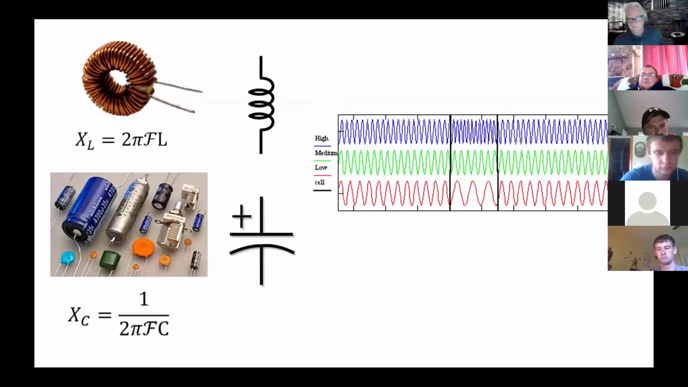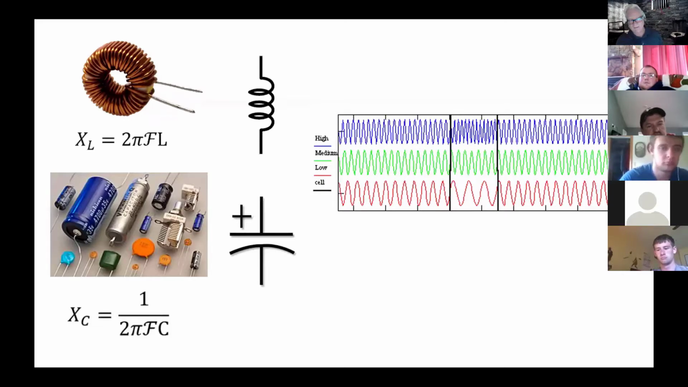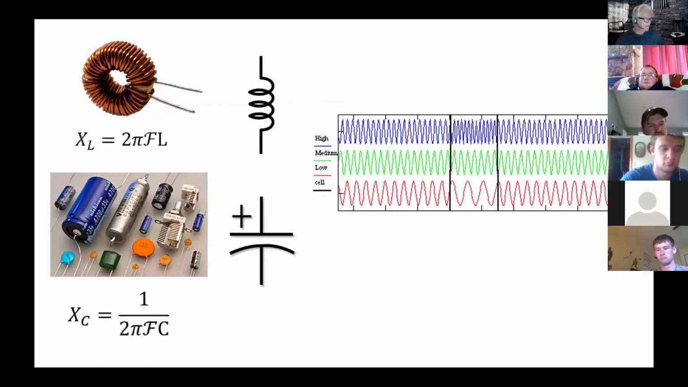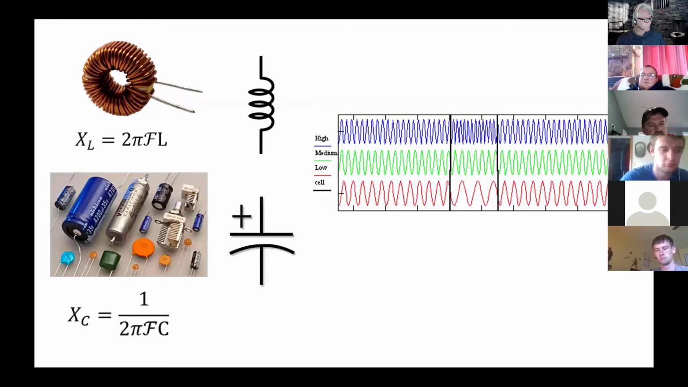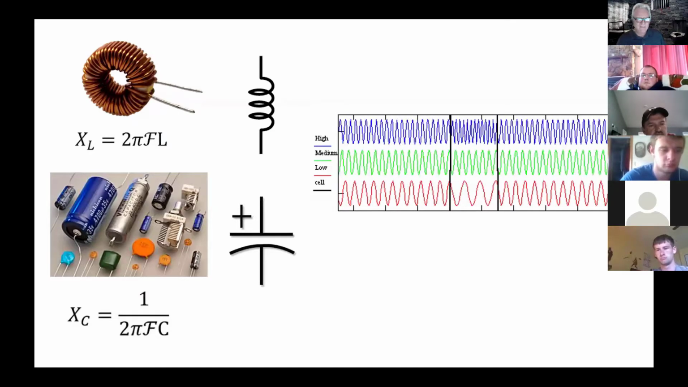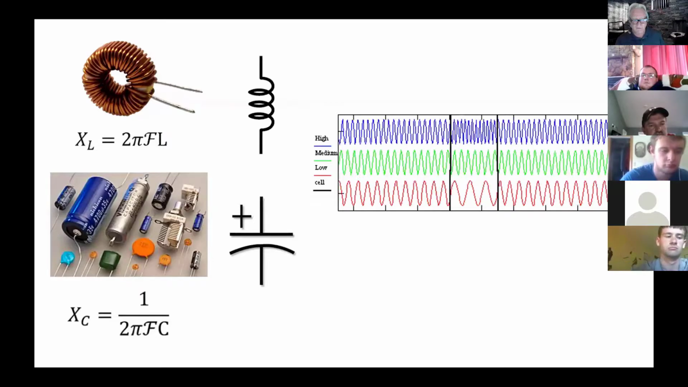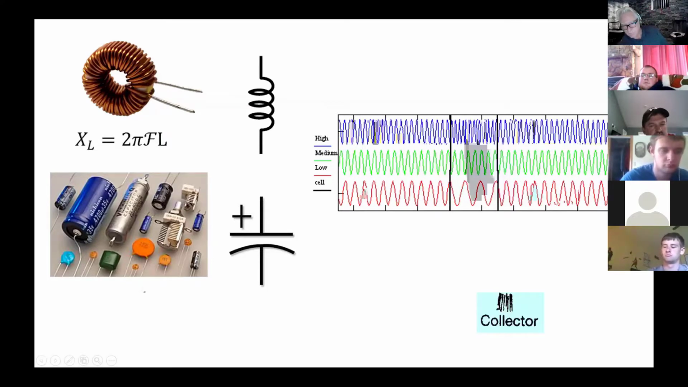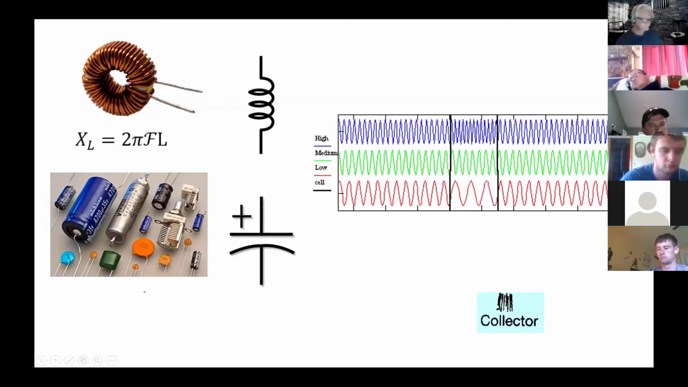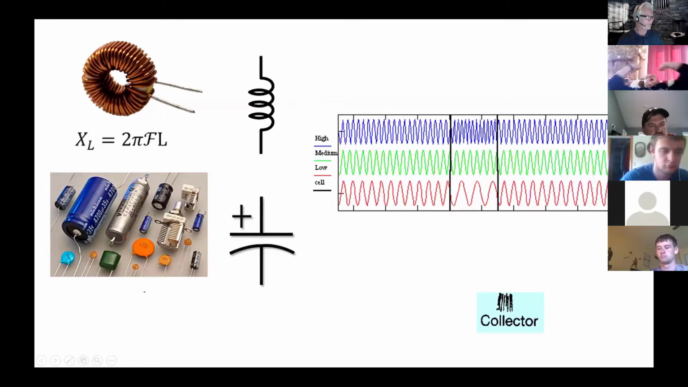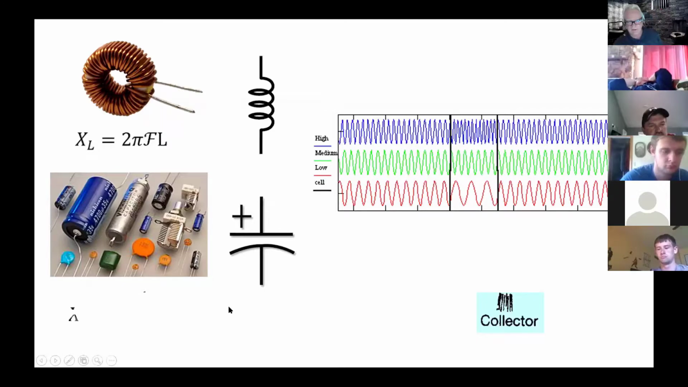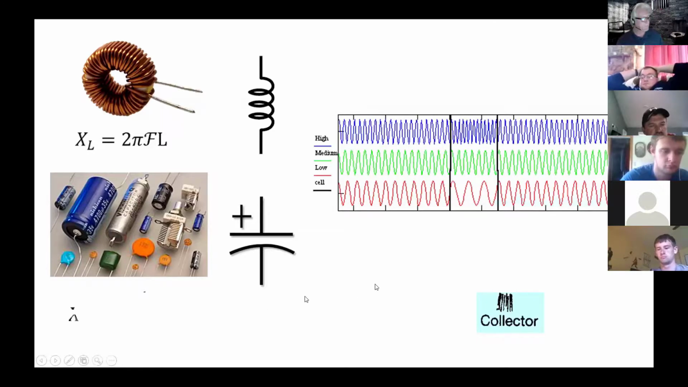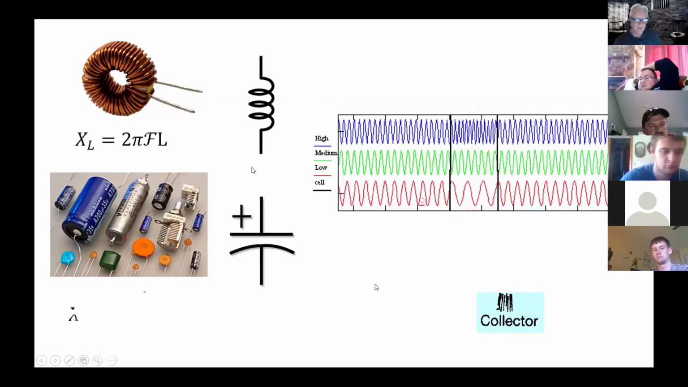Now I want to talk about reactive elements, inductors and capacitors. They're called reactive elements because they react differently in the presence of AC waveforms than they do DC. So DC current has little or no effect on these devices, but AC has profound effects. So when we look at the similarities and the differences.